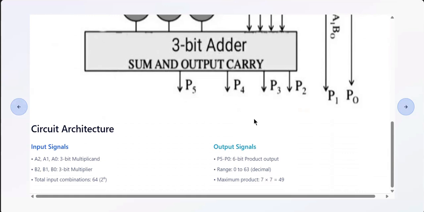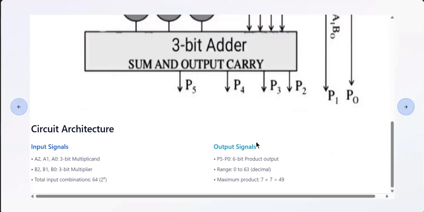AND gates generate partial products like Ai times Bj. Each bit of the multiplier, that is A, is passed through an AND gate with every bit of the multiplicand, that is B. These AND gates produce partial products such as A0B0, A0B1, A0B2, A1B0, etc. This step is similar to multiplying each digit in normal decimal multiplication. In the diagram, three rows of AND gates correspond to A0, A1, and A2.